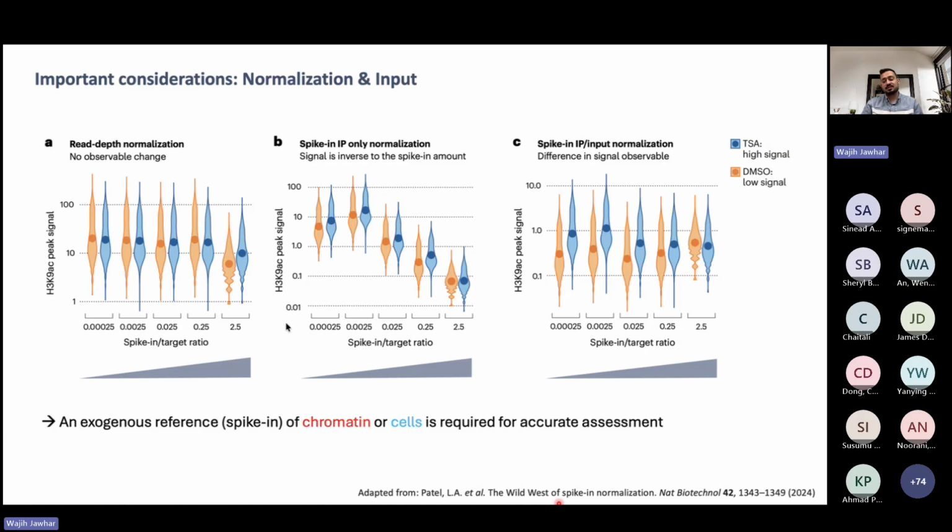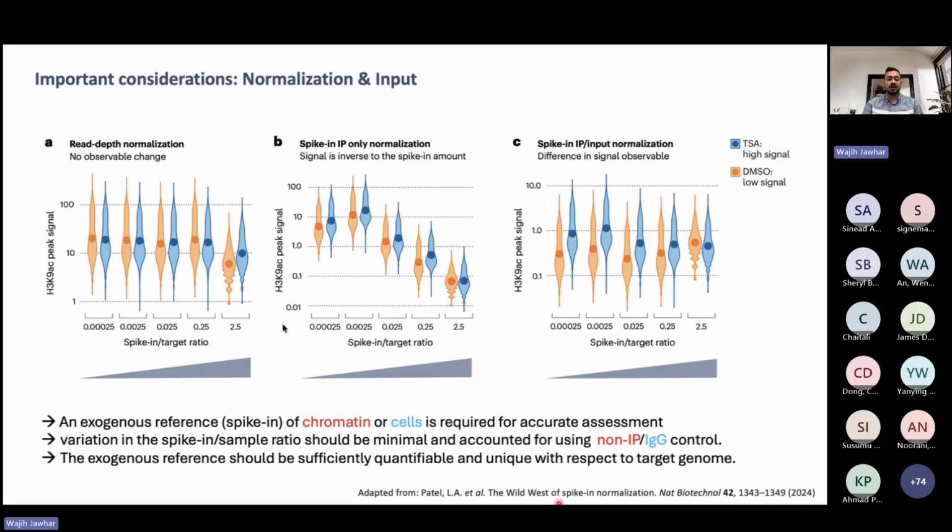So final recommendations for spike-in. An exogenous reference has to be added, which oftentimes is chromatin for ChIP-seq, or cells or nuclei for immunocleavage assays like CUT&RUN and CUT&Tag, and it is required for accurate assessment of the epigenome. Variation in spike-in to sample ratio should be minimal as much as possible, and of course, it should be accounted for using a non-IP control, which is your input, or your IgG control.